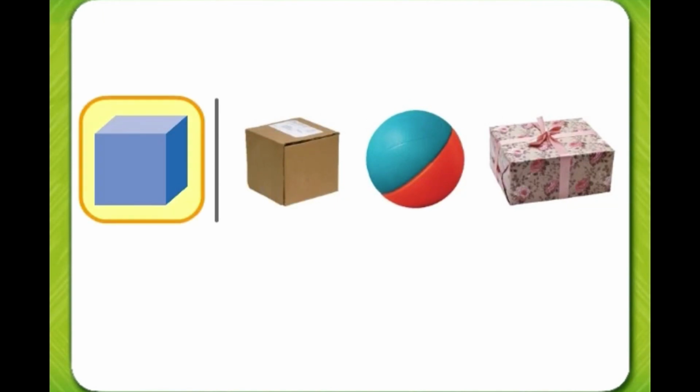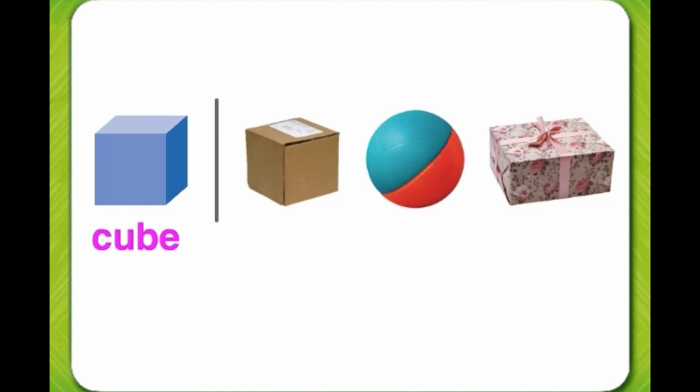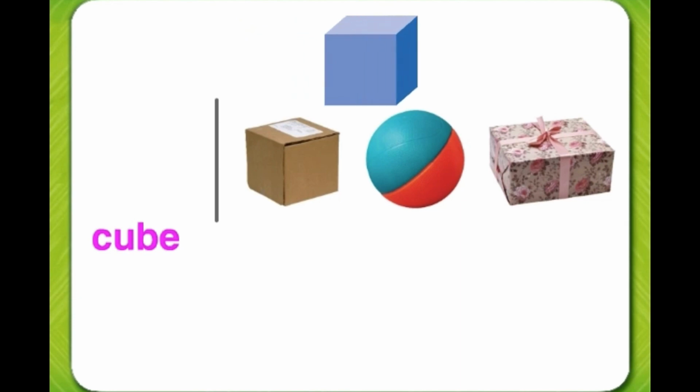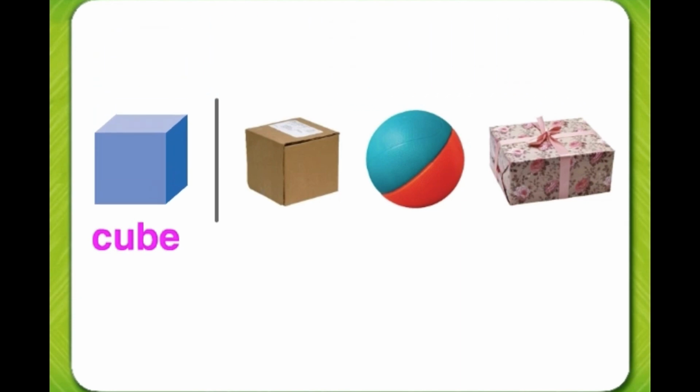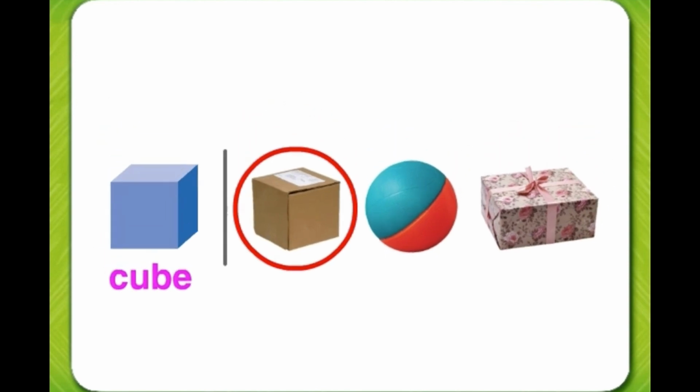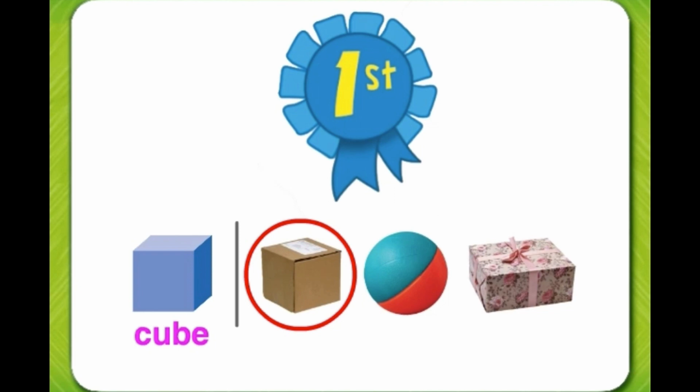Name the first shape in the row. This is a cube. Describe it. The sides of a cube are flat. The sides of a cube are the same size. Compare it to the shape of the other objects in the row. Circle the matching shape. Great work!